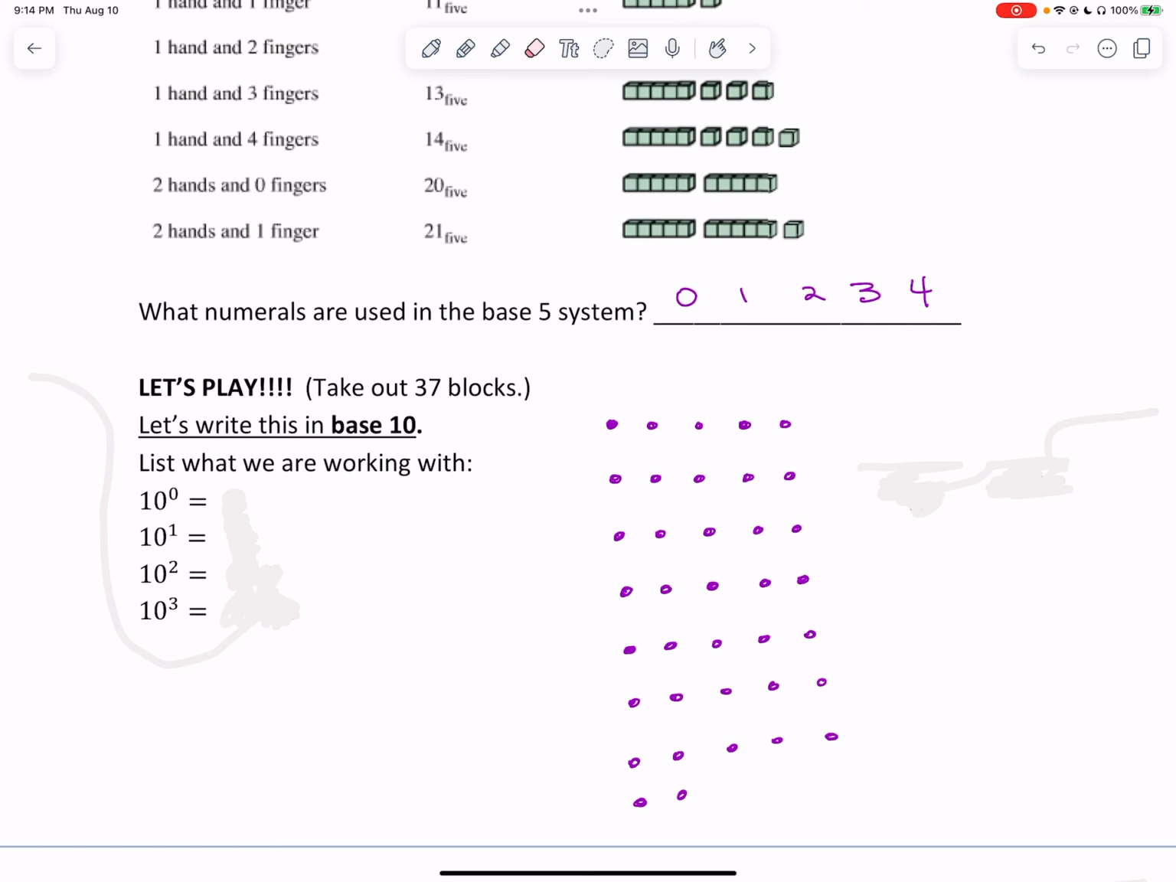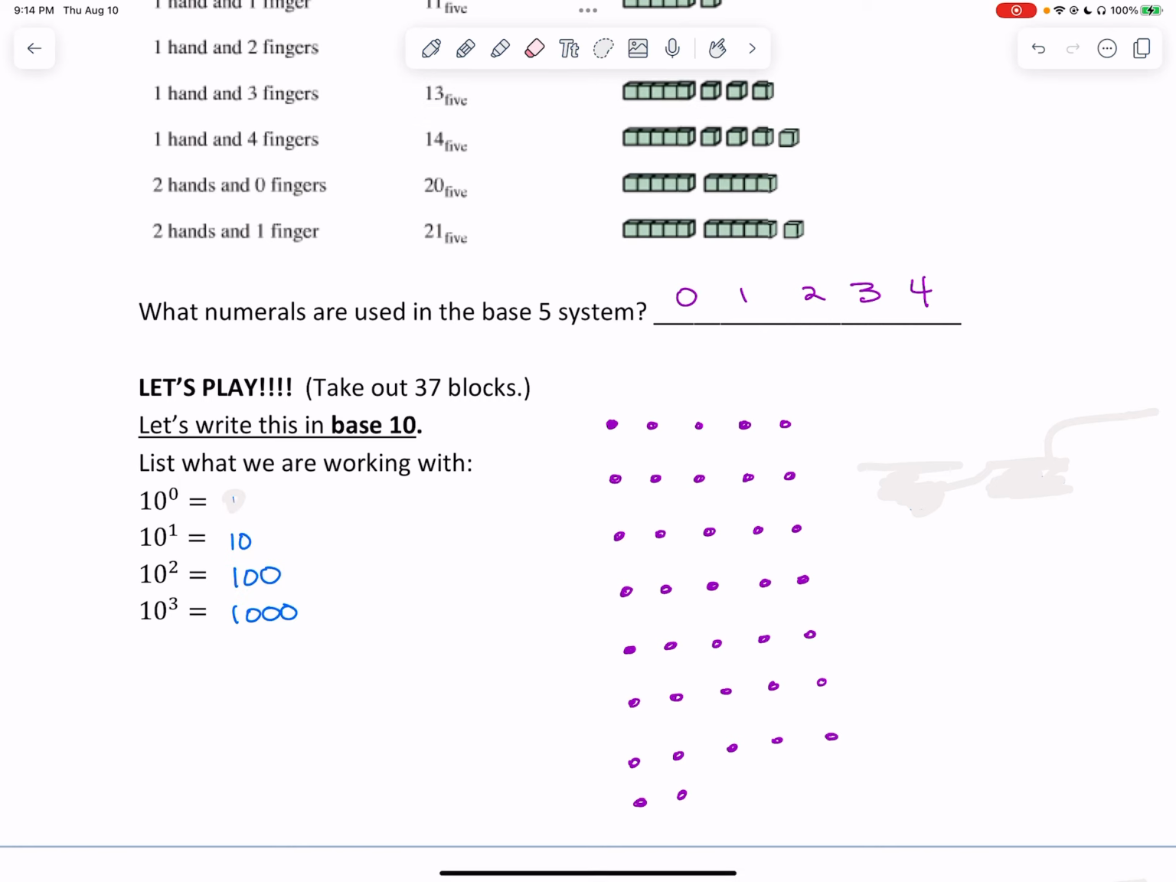And we're going to write it in base 10. Now it already is base 10, okay? But I want you to see how we would get those numbers, and then we're going to write it in base 5. Okay, so whenever you write it in base 10, these are your choices.